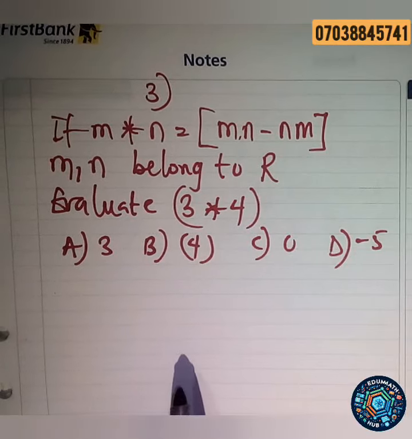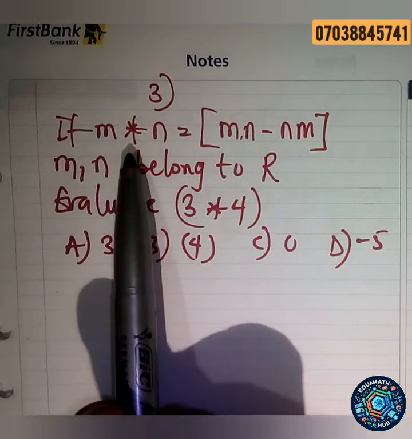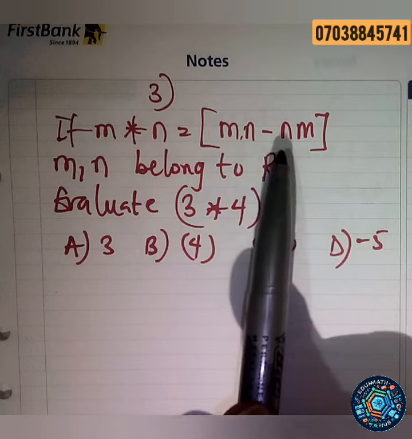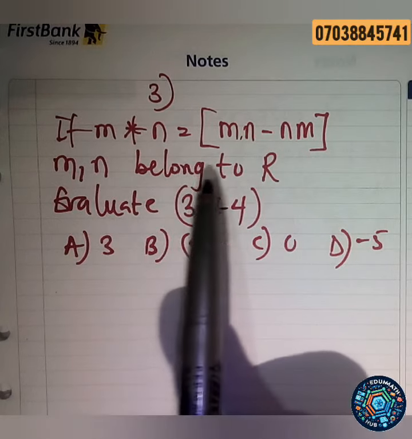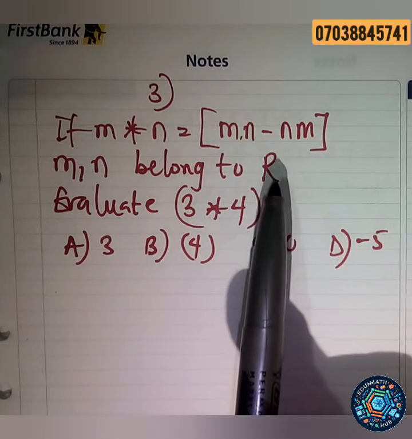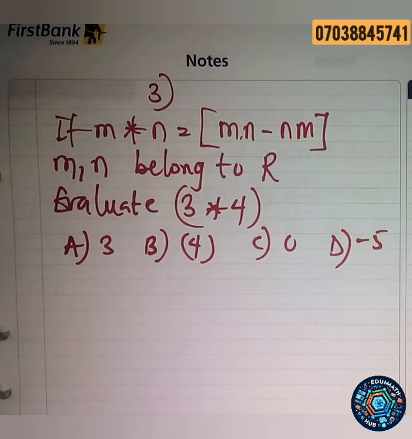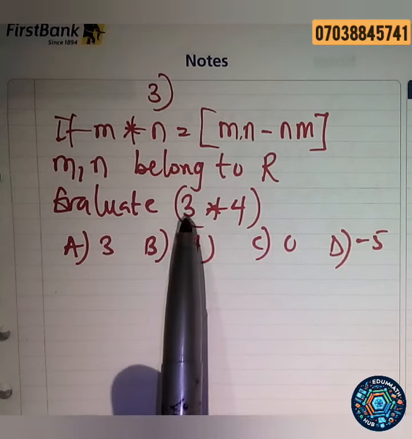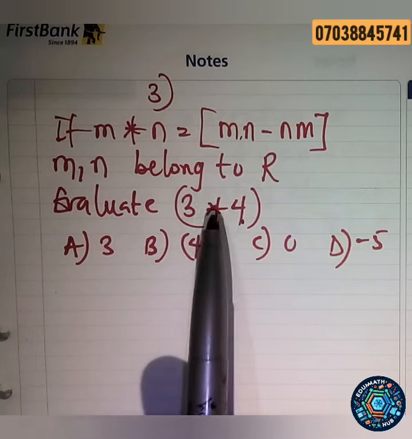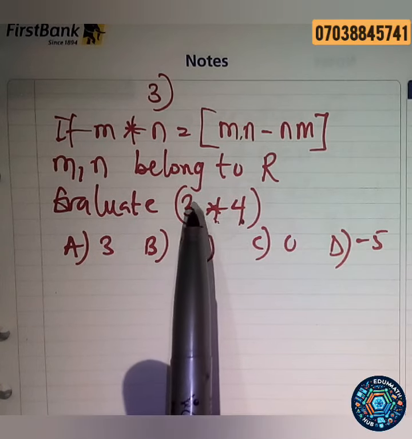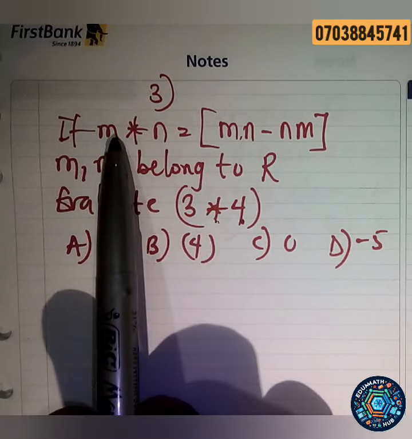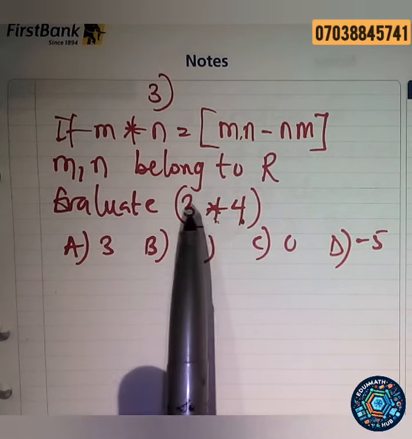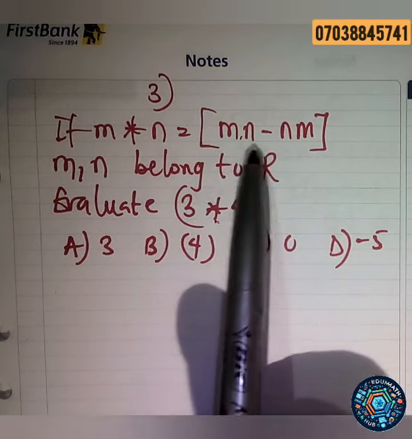So let's move to number 3. Now we have m operator n is equal to mn minus nm. m and n belong to R. This R here stands for the set of real numbers. Now we have to evaluate 3 operator 4. Very simple. That means m is standing as 3 and n is standing as 4. Just come into this part here and plug in the values.